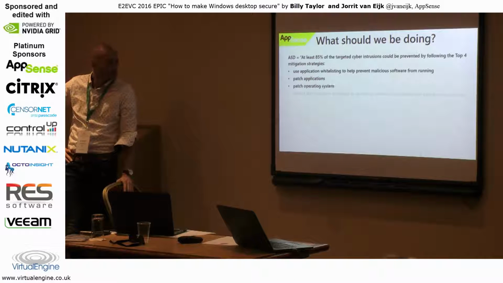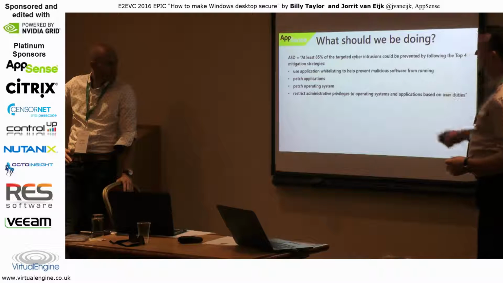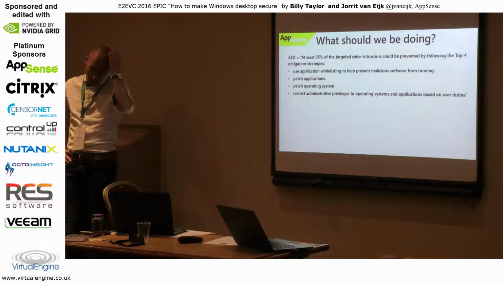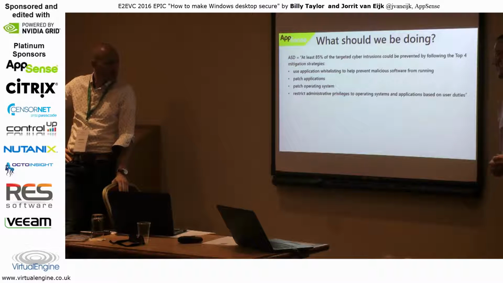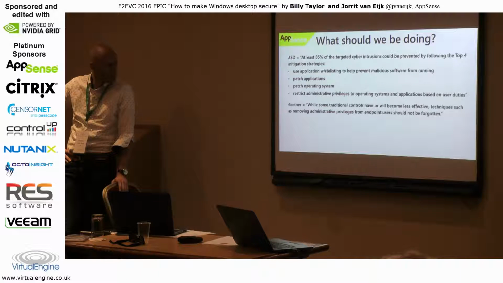So what should we be doing? The ASD, the Australian Defence, expect that 85% of cyber intrusions could have been prevented by following 4 simple things: application whitelisting, patching your applications, patching your OS, and removing administrative privileges. So now we've gone from 51 to 85. Simple math. Gartner: put in some additional controls, reduce your admins.